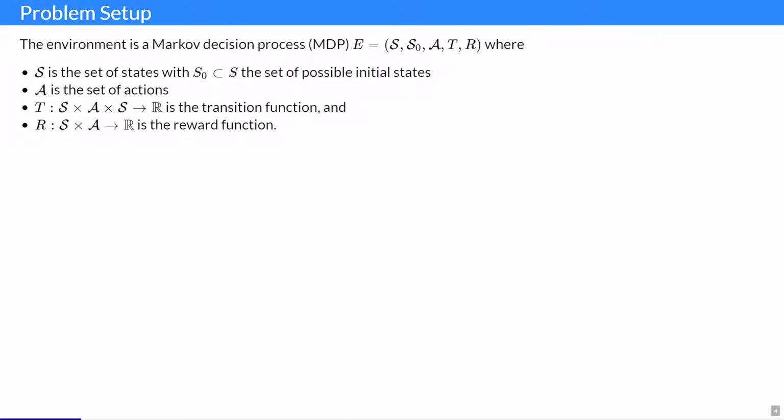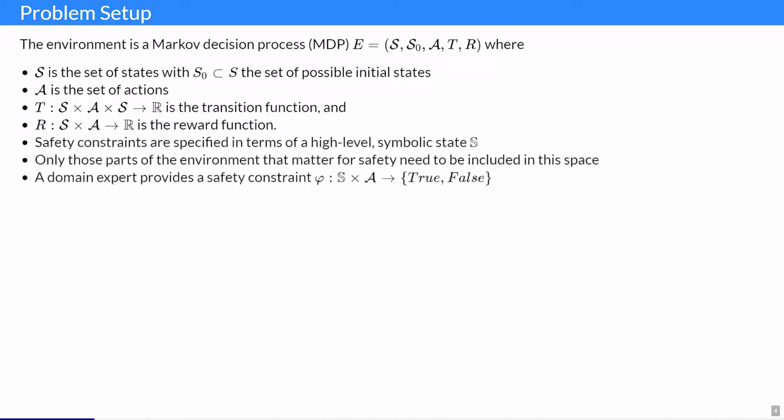The setup for this problem is that we have a Markov decision process as usual in reinforcement learning with a given set of states, actions, initial states, and a transition and reward function. In addition to the usual setup, we also have safety constraints, which are specified in terms of a higher level symbolic state space, because the original state space of the environment is the low-level image space on which safety constraints can't effectively be specified. Only those parts of the environment that matter for safety need to be included in this symbolic state space. And a domain expert provides a safety constraint which takes in the symbolic state and an action and returns true if and only if that action is safe to take in that symbolic state.